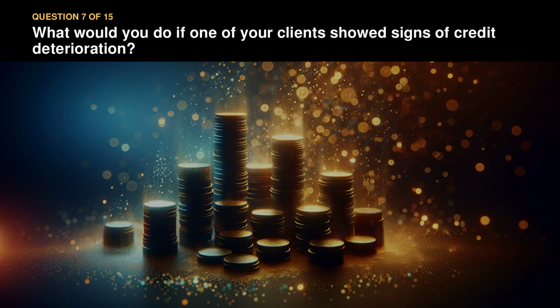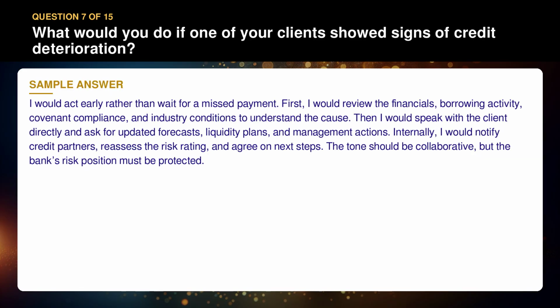Question 7. What would you do if one of your clients showed signs of credit deterioration? I would act early rather than wait for a missed payment. First, I would review the financials, borrowing activity, covenant compliance, and industry conditions to understand the cause. Then I would speak with the client directly and ask for updated forecasts, liquidity plans, and management actions. Internally, I would notify credit partners, reassess the risk rating, and agree on next steps. The tone should be collaborative, but the bank's risk position must be protected.